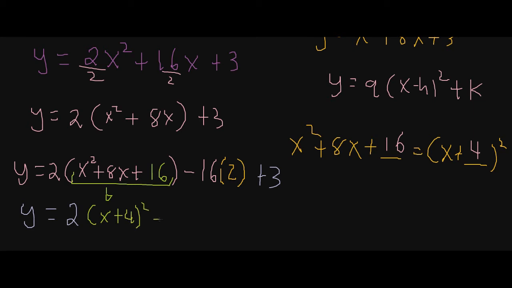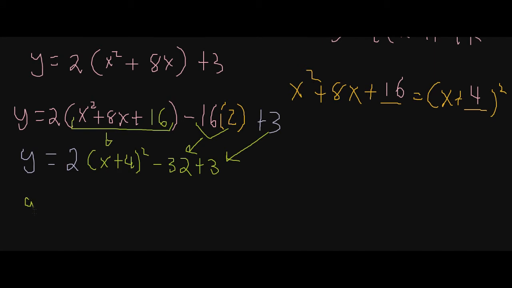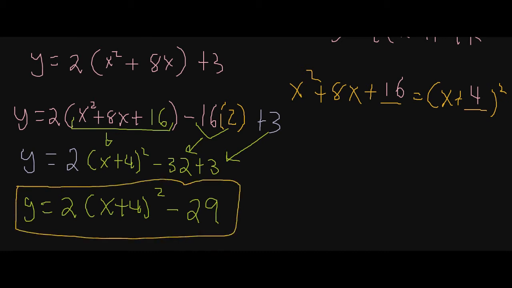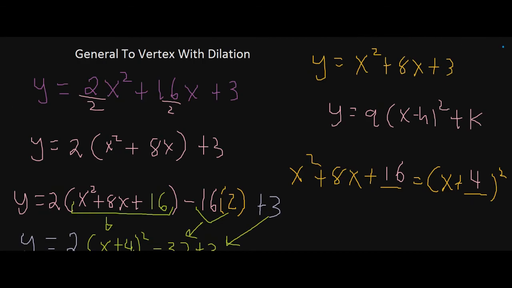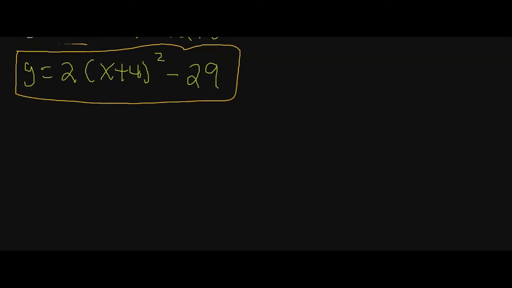Well, now we can write over here, this is going to be minus 32, right, plus 3, right? Negative 16 times 2 gives me the 32, but we still have the plus 3. Okay. Then we go ahead and write that as y is equal to 2 times (x plus 4) squared, minus 29. And that's it. We just converted from our general form, which was this initial equation up here, into its vertex form.